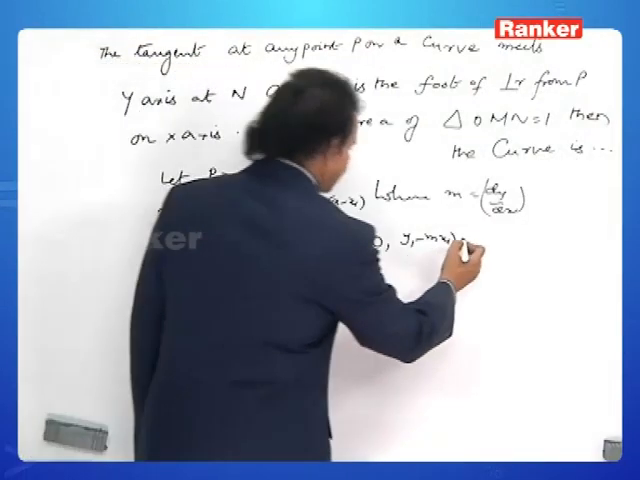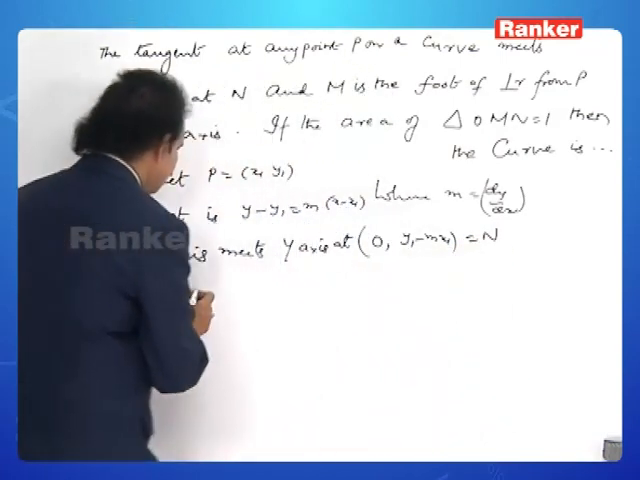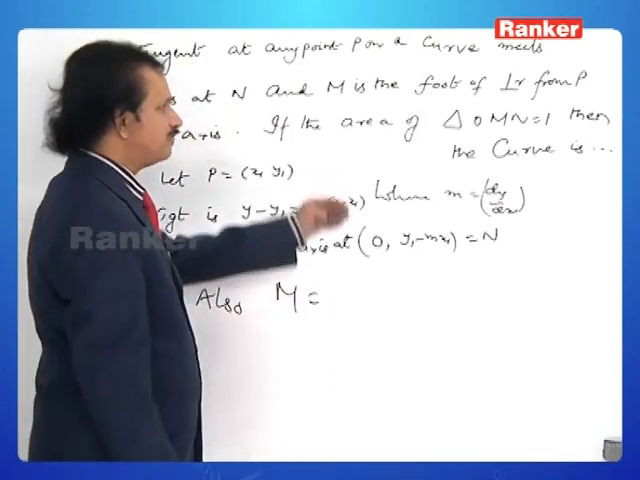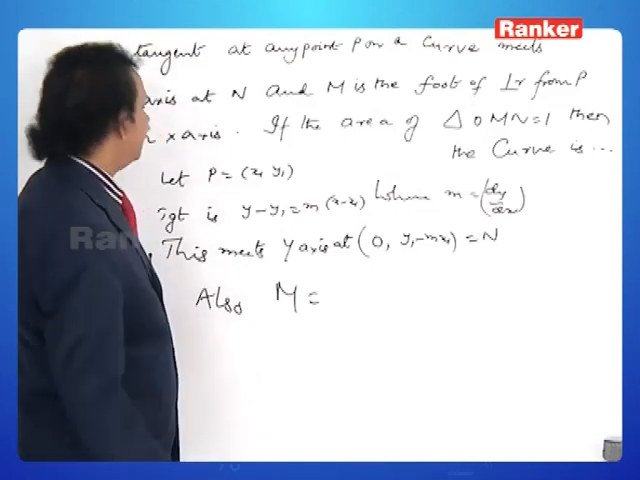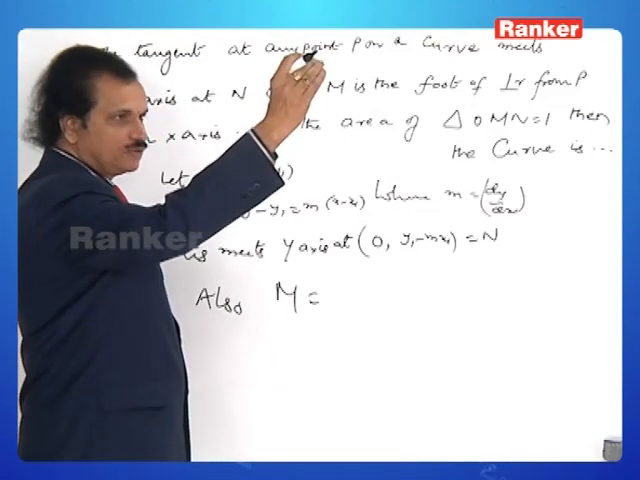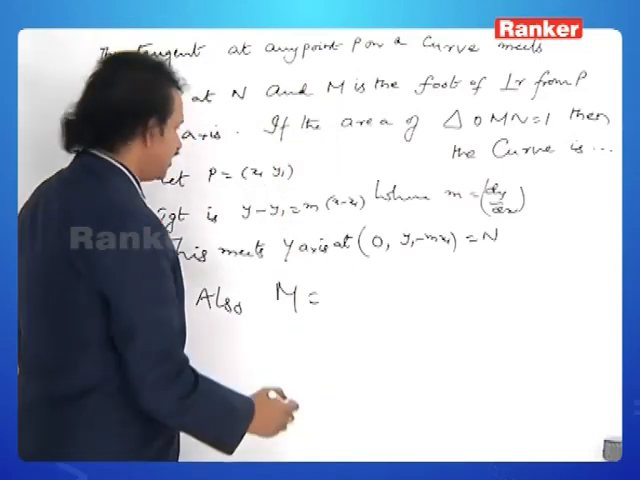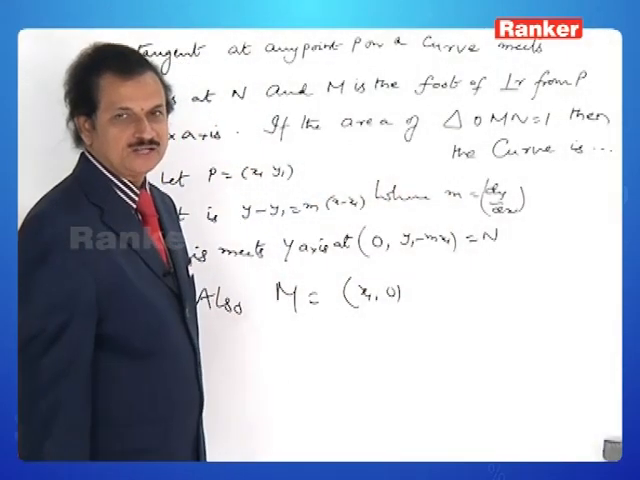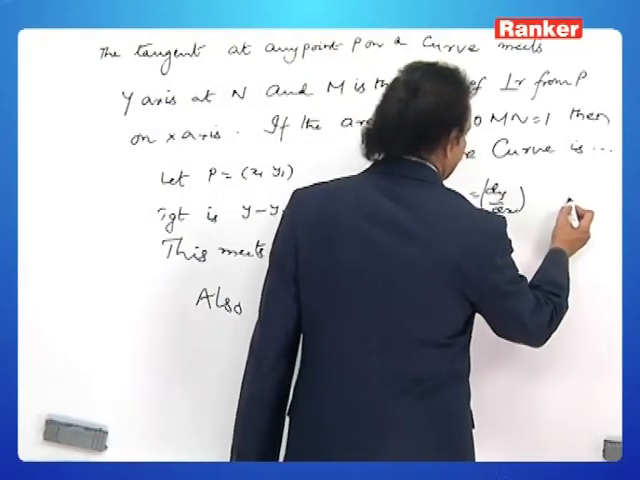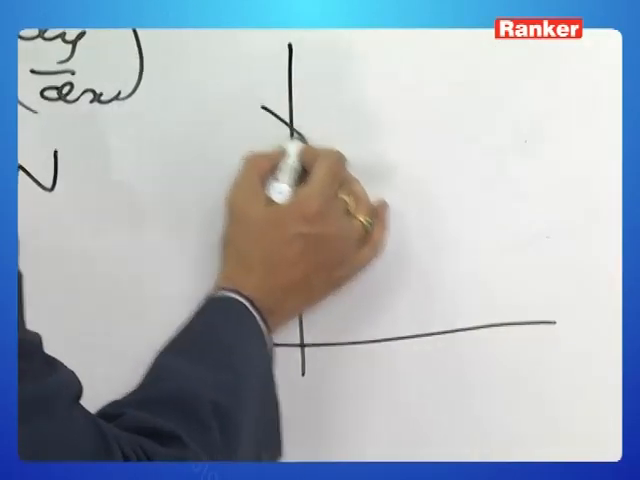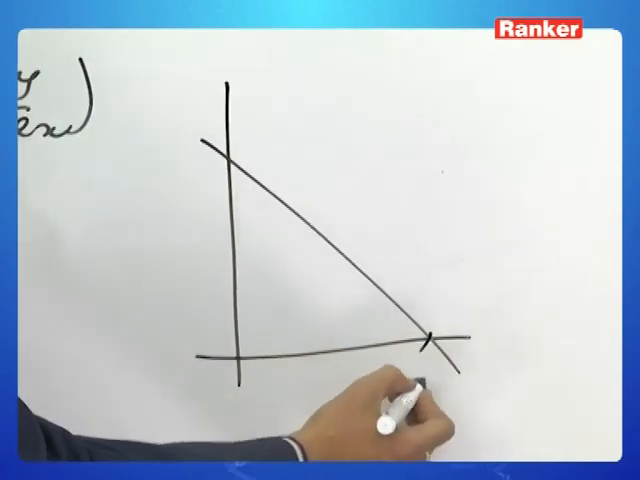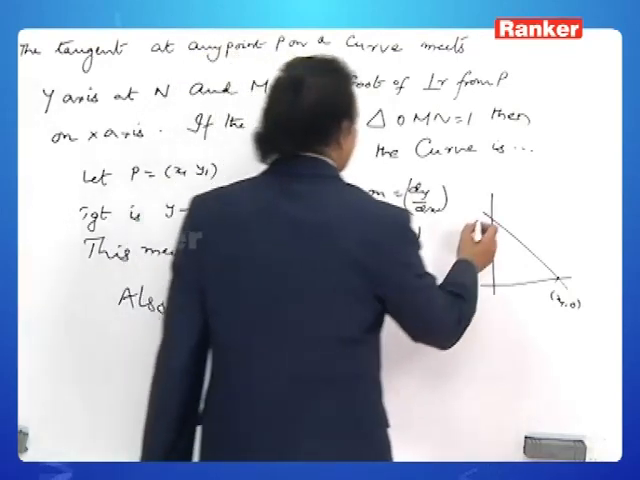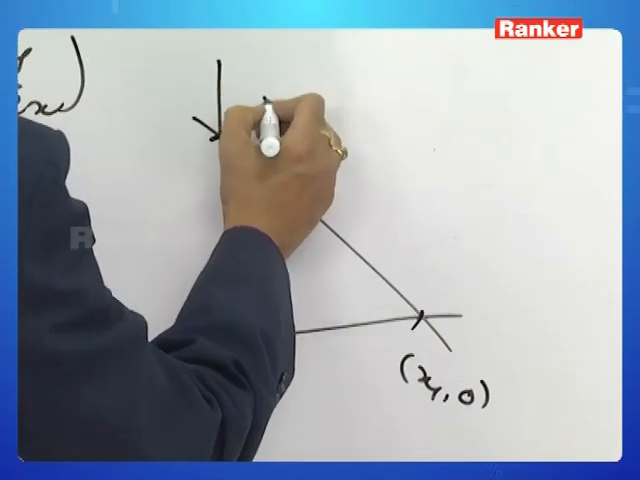This is N. Also, what is M? Foot of the perpendicular from P. What is P? (x1, y1). You draw the foot of the perpendicular onto the x-axis. Then M is automatically (x1, 0). Now try to understand the triangle. This is (x1, 0), and this is (0, y1 minus m x1).